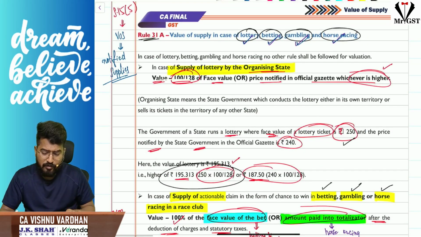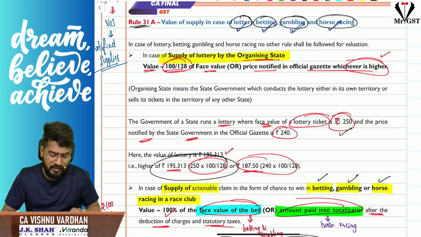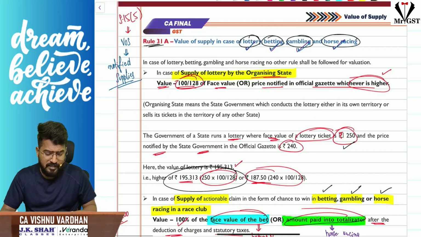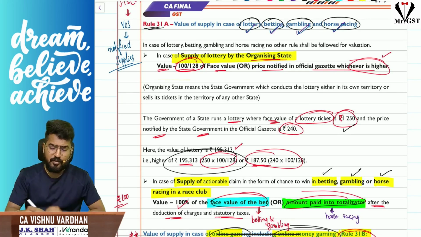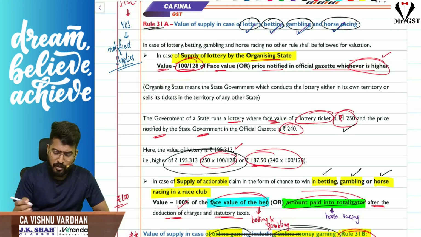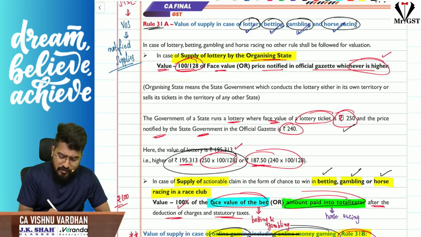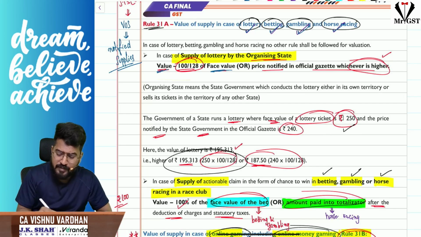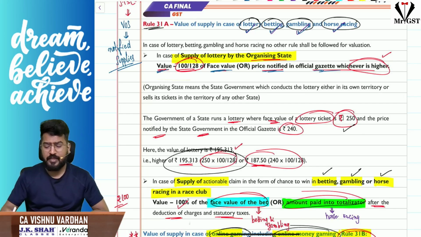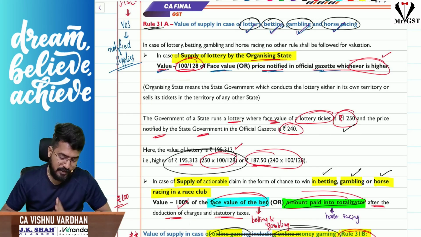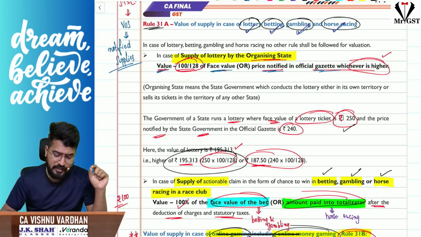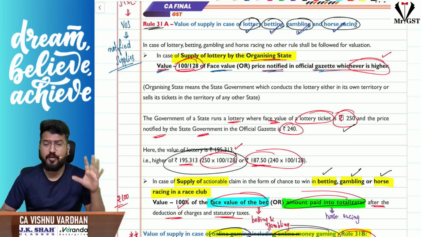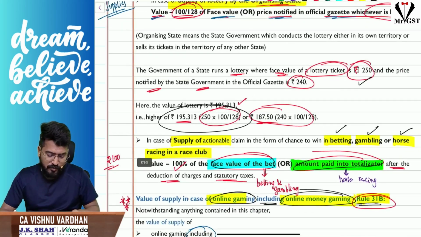Rule 31A, now lottery, betting, gambling and horse racing. For that, what is the value of supply? The value of supply is nothing but simple, sir. If it is a lottery, the value is nothing but 100 by 128 of the face value or the price notified in the official gazette, whichever is higher. So it is nothing but, see what you will do in case of lottery or betting, gambling, horse racing and all.